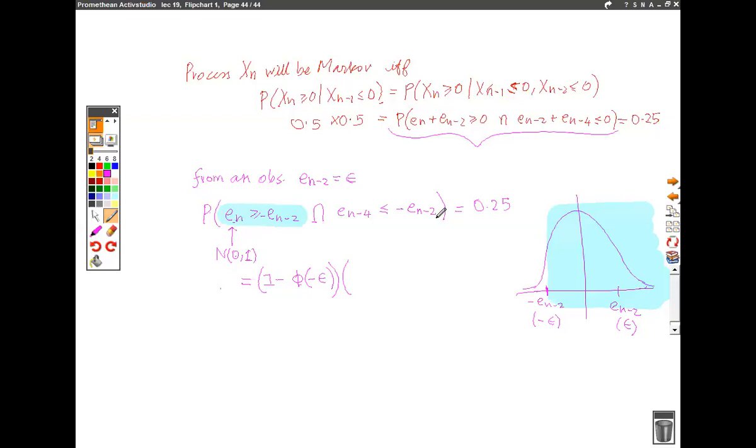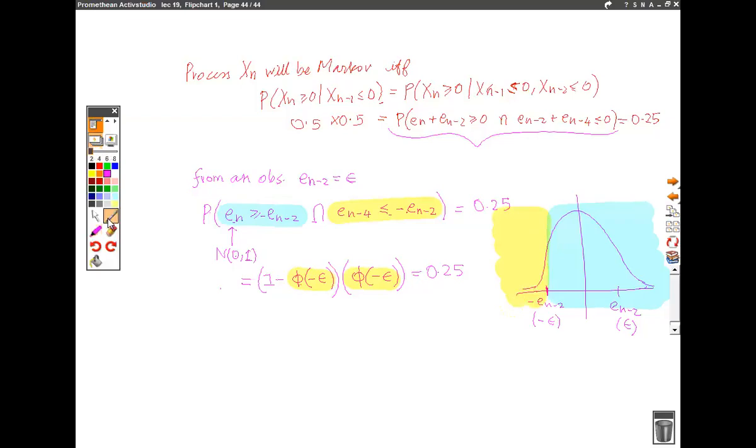And again, now I have this other part to look up to. So here it is asking me indeed the fact that I observe an error term which is less than or equal to minus of e n minus 2. So I'm talking about this remaining part here, which I can just rewrite as this. And I see that this is equal to 0.25. So let me just do one more thing. And this is the remaining part here.